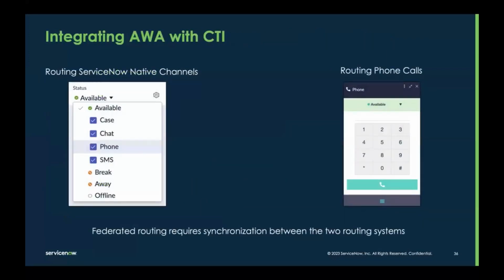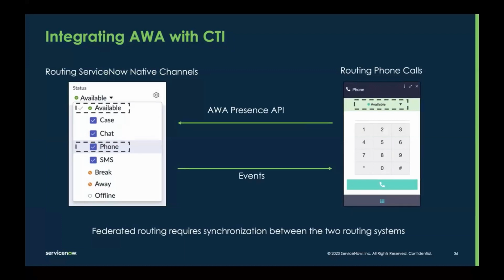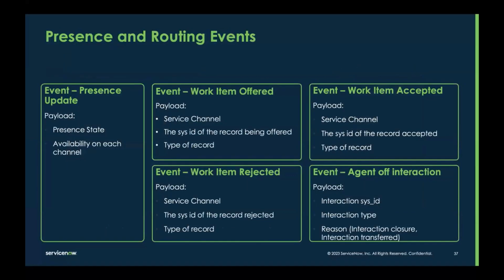Talking about CTI, we talked about two different routing engines, and they need to be in sync. You can make that happen using AWA Presence APIs and the events that AWA emits, which can be used by CTI for driving presence on telephony. In order to make that happen, we offer 5 events with these payloads, and these could be used for driving this integration in a seamless fashion.